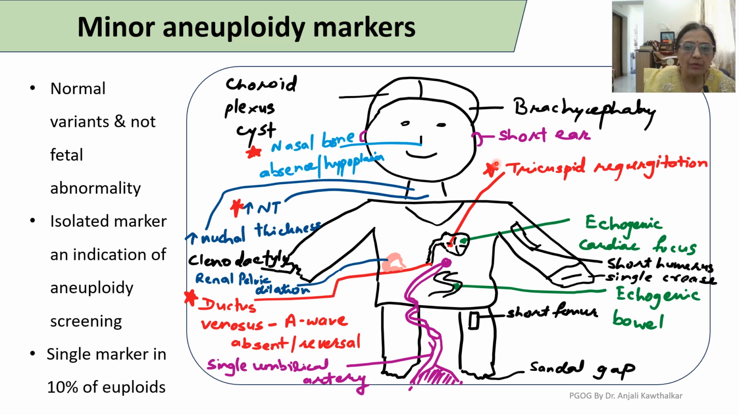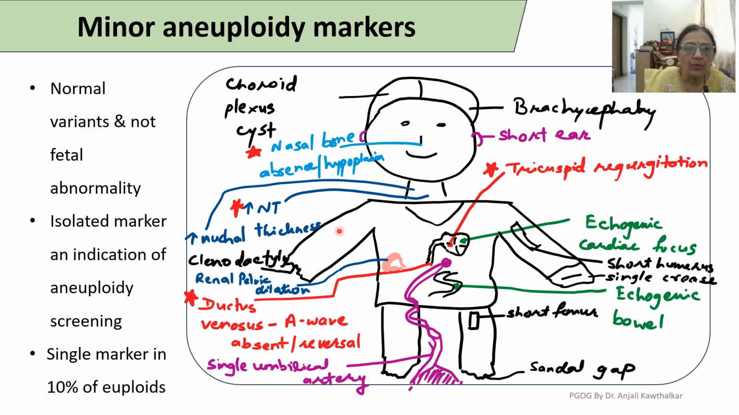The markers which I have marked with a star are seen in the first trimester. Tricuspid, apart from NT. NT is the important minor aneuploidy marker, and it plays an important role when it is combined with analyte testing in the first trimester, that is PAPP-A testing and hCG testing. So here, apart from NT, the other three are nasal bone, tricuspid regurgitation, and ductus venosus absence or reversal of A wave. Remember, if you are asked what the minor aneuploidy markers in the first trimester are, these are the four.